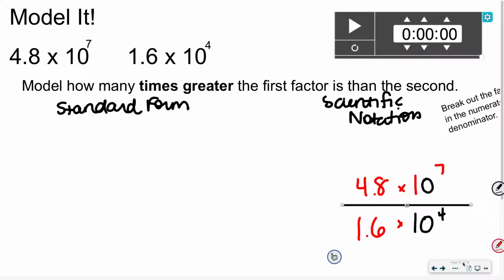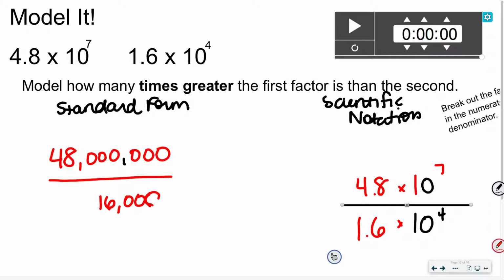Okay, let's take a look. First, we'll break this out into standard form. What is 4.8 times 10 to the 7th? What number? And what is 1.6 times 10 to the 4th?